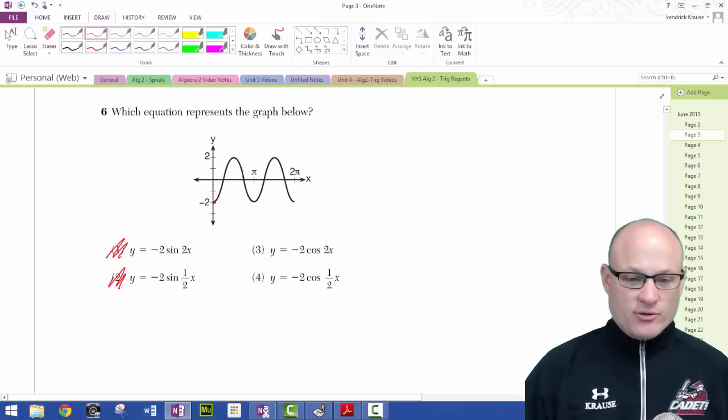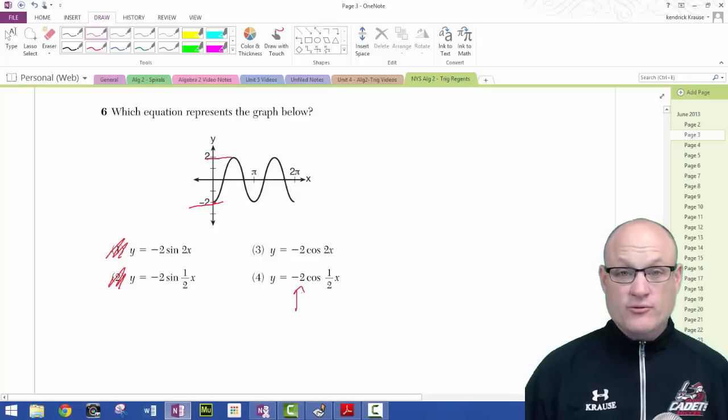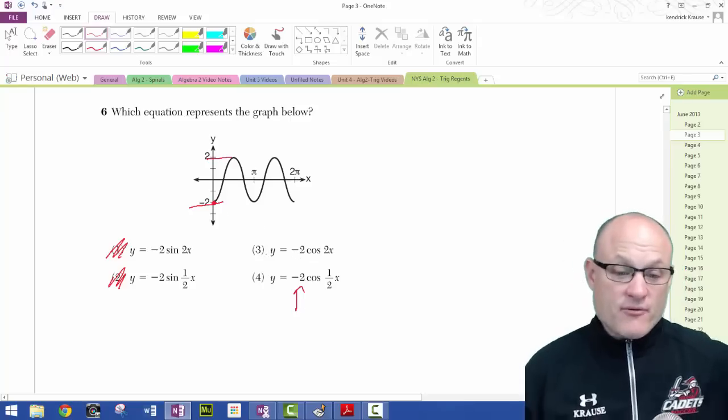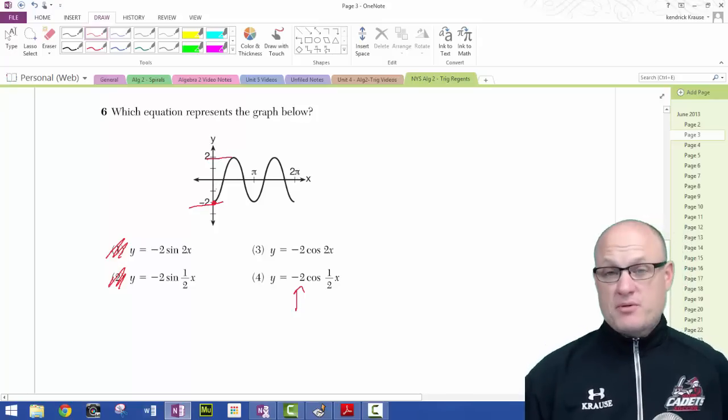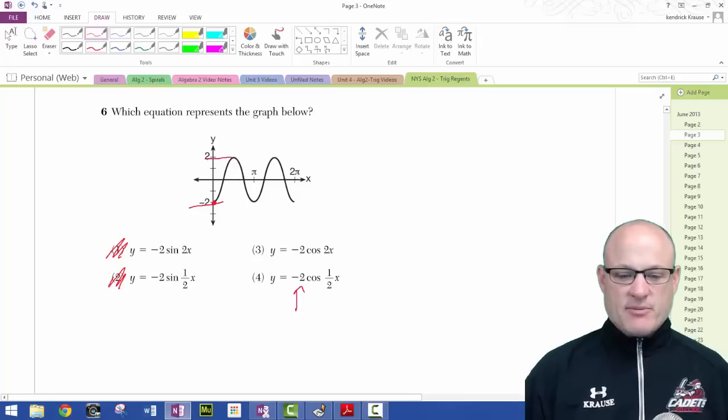The amplitude in this case is 2. Well, that doesn't really help us out. Both of these have 2's in front. And it starts down here at the bottom, which means that they both start out at negative 2. So the fact that it started down here and not at the origin told us it was probably going to be a cosine curve. But that's about all you get from that.